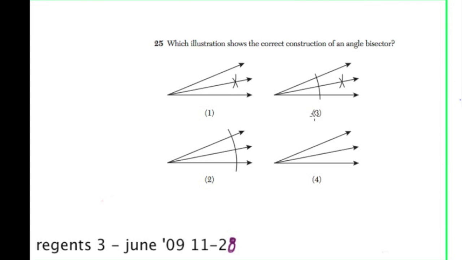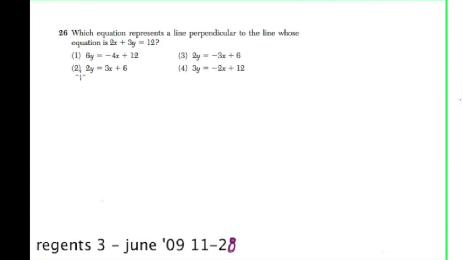And that is choice 3, because you start from here, you make an arc, then you start from these 2 points, and then you make 2 more arcs that intersect, and boom. You just have to know your constructions. Okay, we're on the home stretch now. Last 3 questions in part 1.